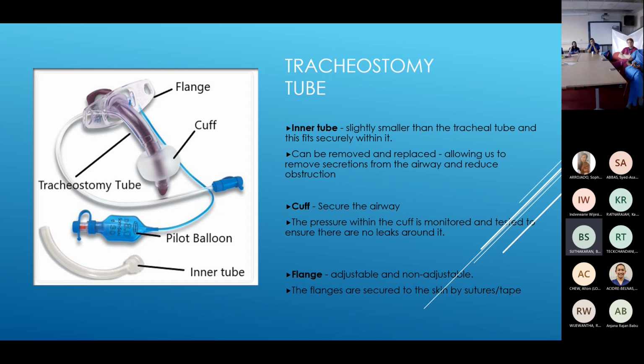And then you have the flange, I think that's how you say it, but it's just secured to the skin by sutures or even tape, for example, in ENT patients. And that can be adjustable or non-adjustable.